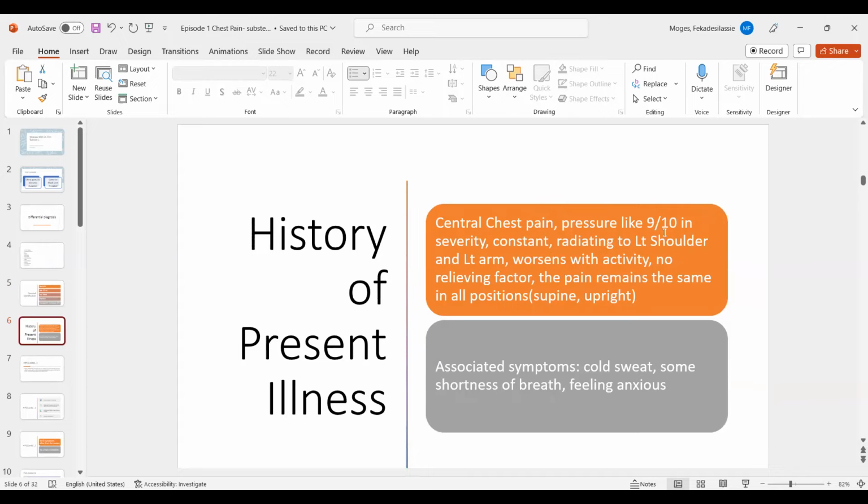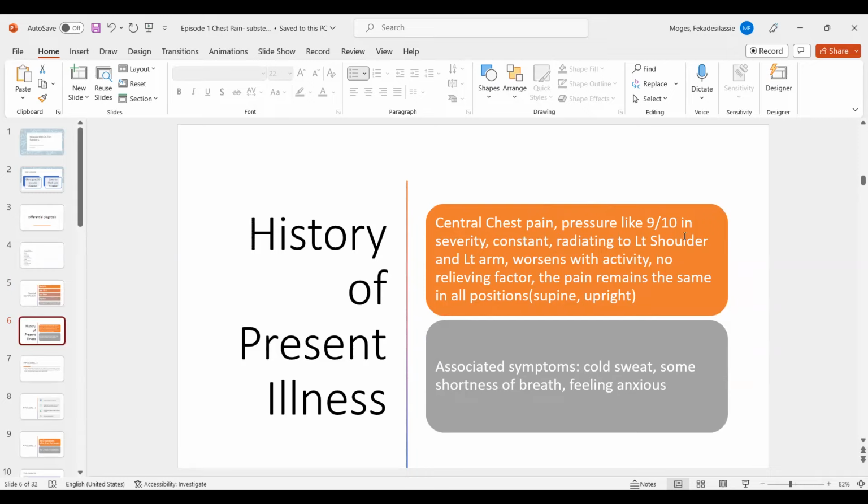If a patient complains of 9 out of 10 chest pain, that means you don't have to wait until you diagnose the problem. You have to kill their pain. You have to give them pain medications, right? That's very important. That's relevant. So you have to really ask for severity, and it's constant. You didn't ask whether it's constant, but I told you. It stayed the same, right?